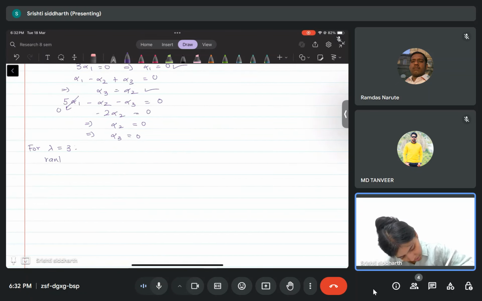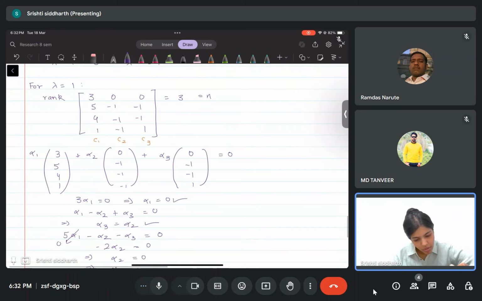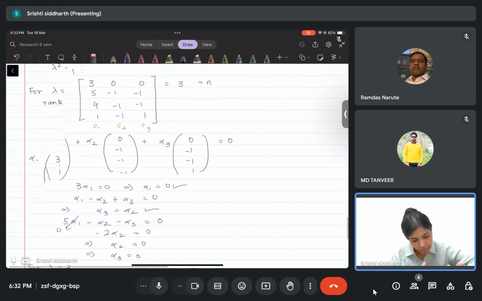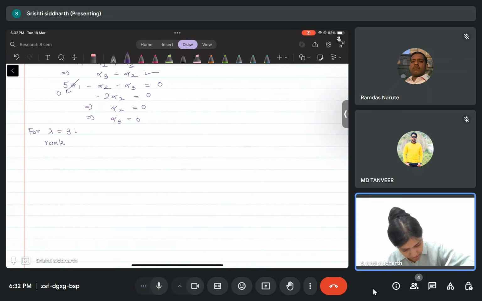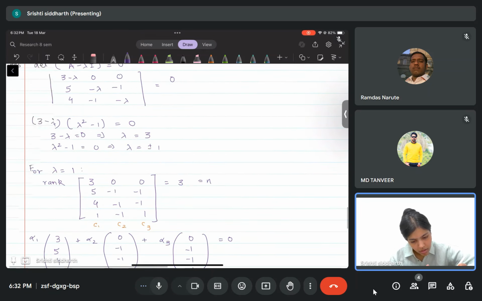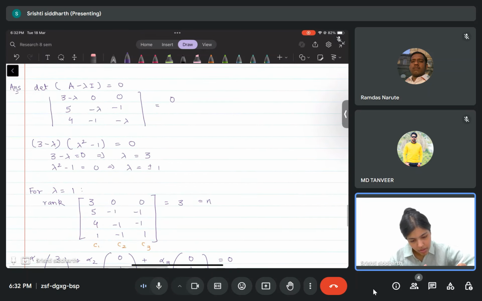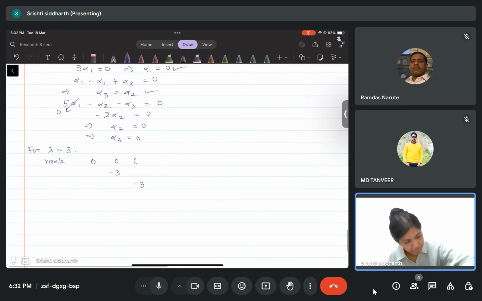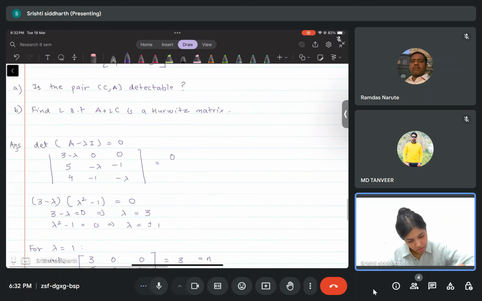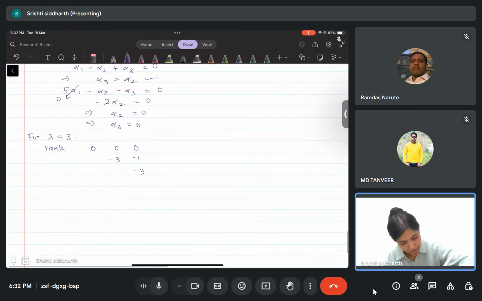We have the rank of the matrix: 0, minus 3 and minus 3, then 0, 0, minus 1, 5, 4, minus 1. Then we also have C, that's 1, minus 1, 1.